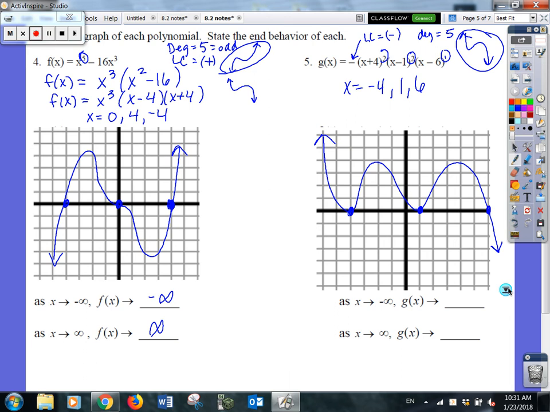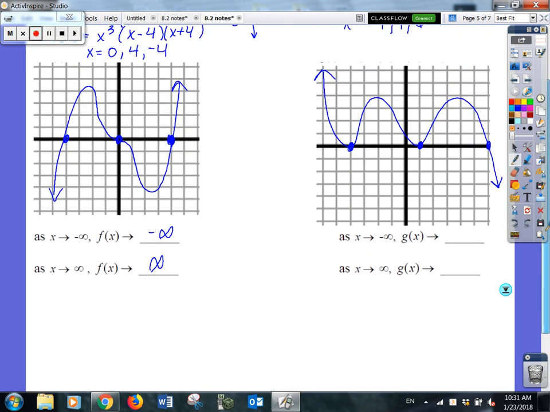So then our end behavior right there: as x approaches negative infinity, so as x goes to the left, the function goes up. So g of x approaches infinity. As x approaches positive infinity, the function goes down. So g of x approaches negative infinity. Questions on that part?